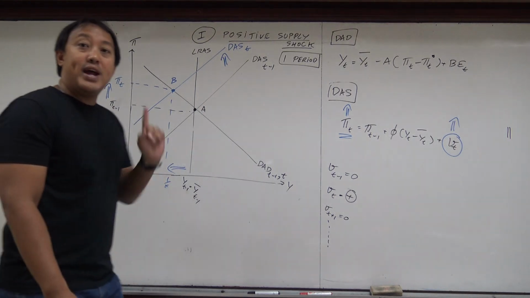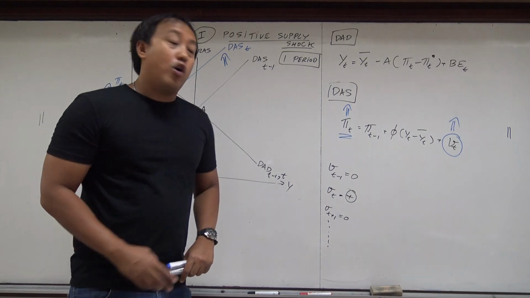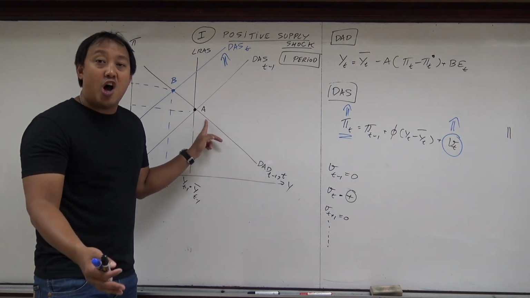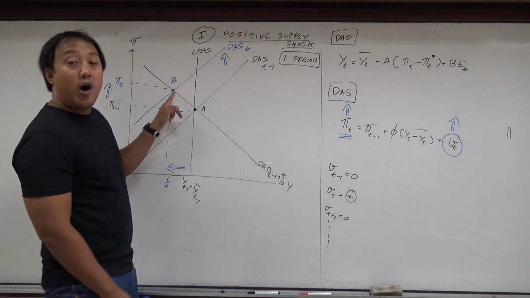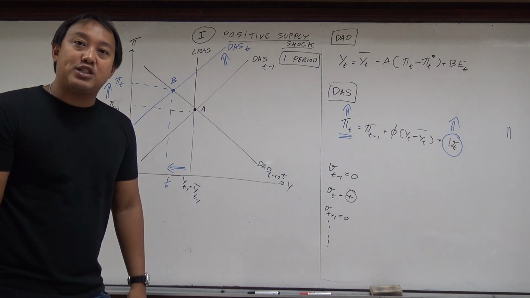So this is period t. Again, yesterday, t minus 1, everything is good. The economy stays at point A. At time t, we have a positive supply shock. Then the equilibrium point moves to point B. How about the next period, time t plus 1?